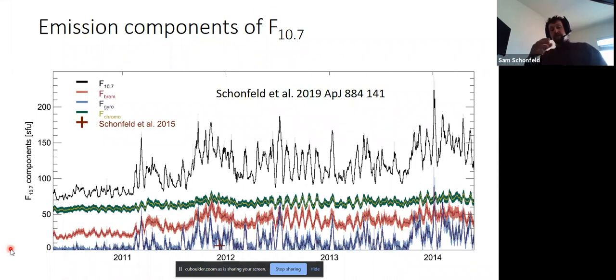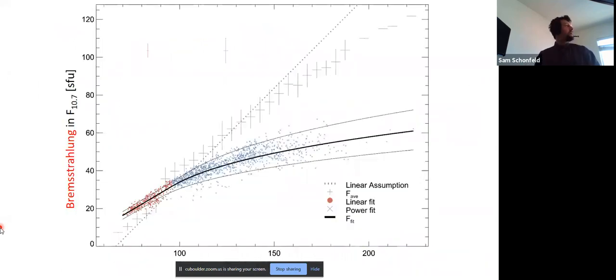But the variability between, say, multiple rotations is similar in scale with the gyroresonance and the bremsstrahlung. The issue is that the bremsstrahlung just has sort of a floor of emission, so it's contributing more. Okay, so identifying these components, we wanted to figure out, is there a way that we can pull out the bremsstrahlung component of F10.7 easily and use that as an index of solar activity, having removed the gyroresonance component.